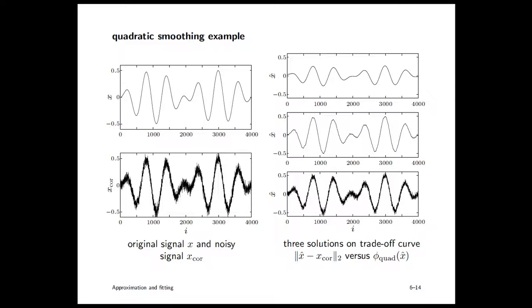These are the figures of quadratic smoothing examples. The left figure shows the original signal and the corrupted signal. The right figure shows the reconstructed signals with different solutions. We can see that when the smoothing function equals the best one, it achieves the best reconstruction.